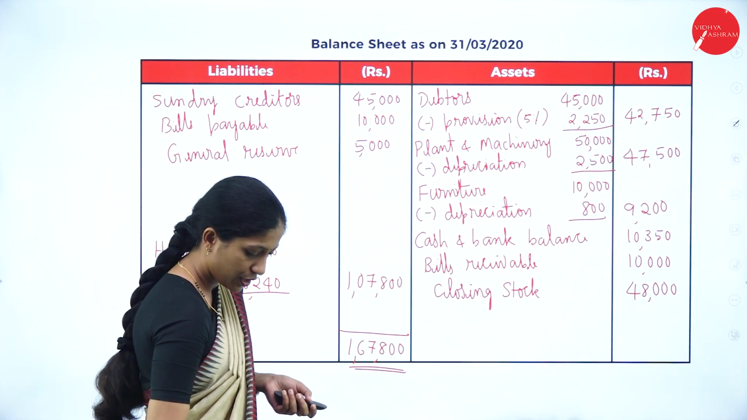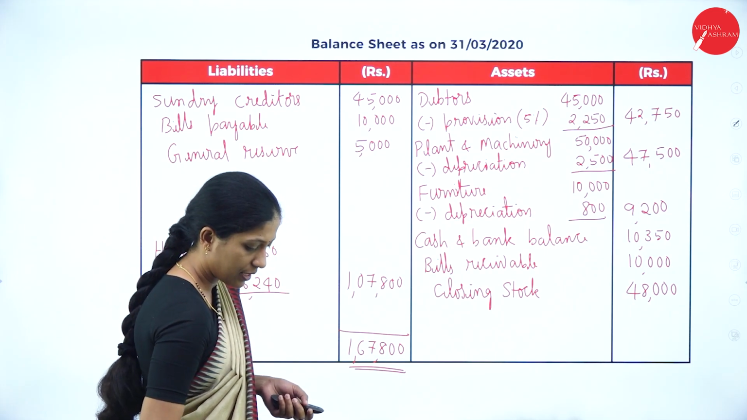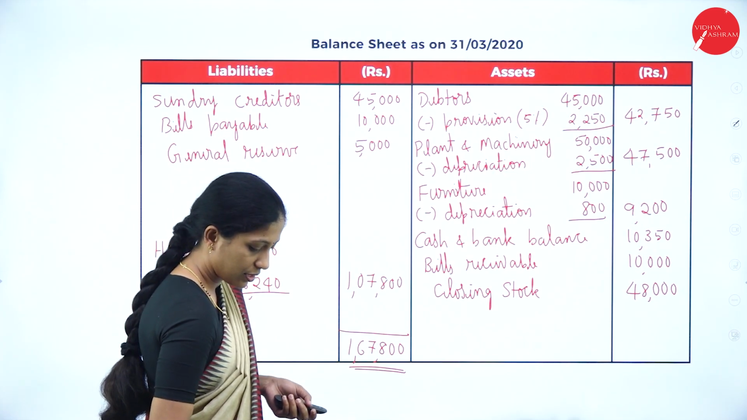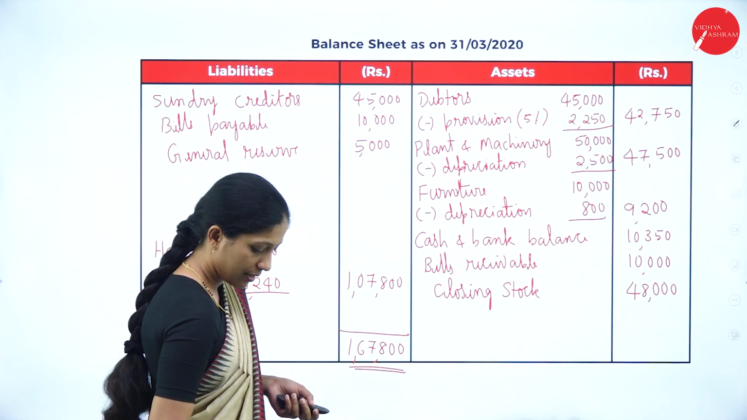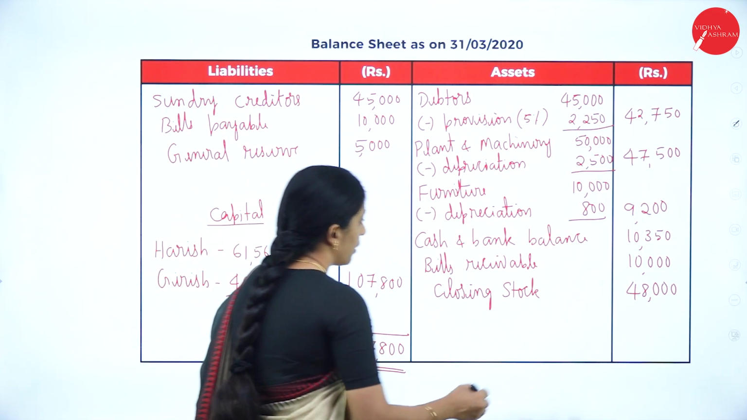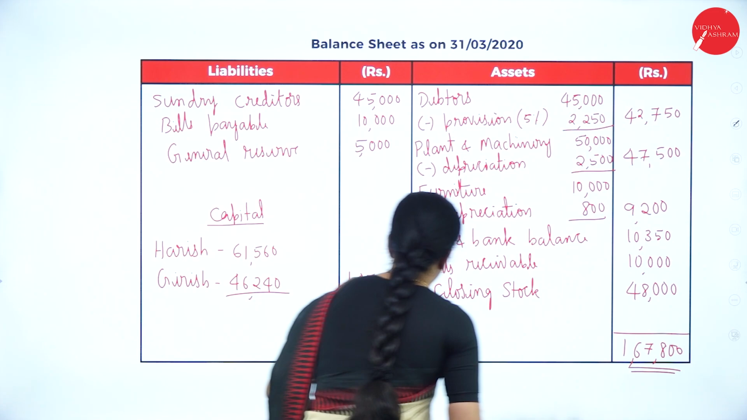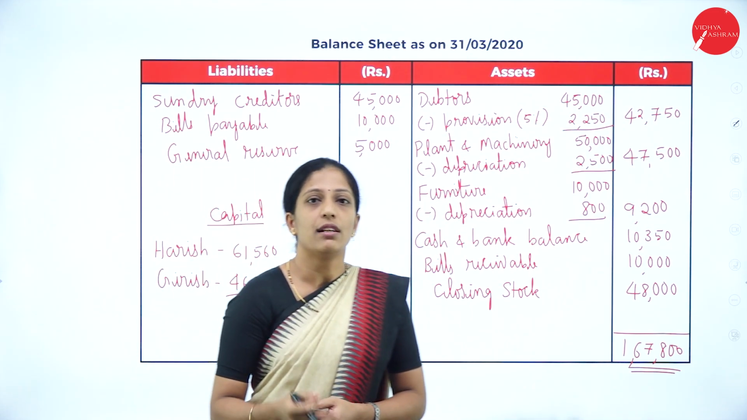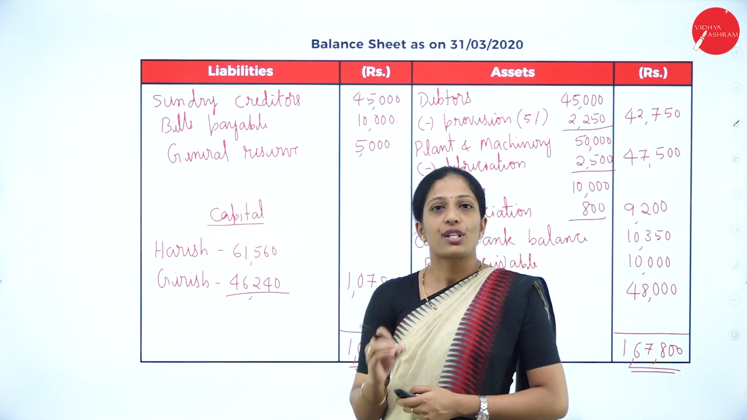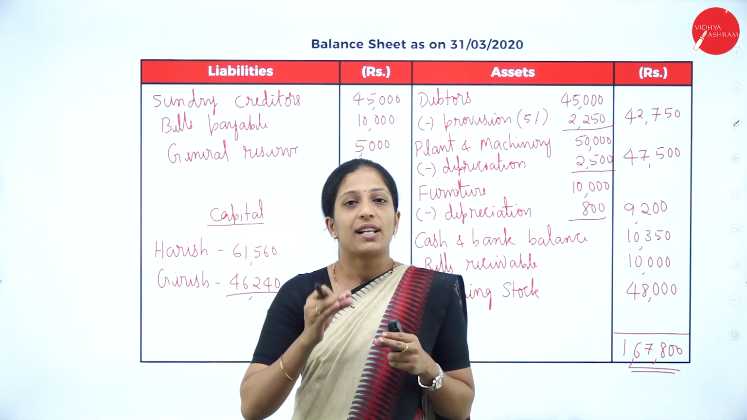So assets: 42,750 plus 47,500 plus 9,200 plus 10,350 plus 10,000 plus 48,000. So this will be 1,67,800. So both the sides of assets and liabilities are equal, where your balance sheet tally amount is 1,67,800. So this is how an easy 15 marks problem you can combine and solve, because trading P&L account you have learnt in your first PUC.